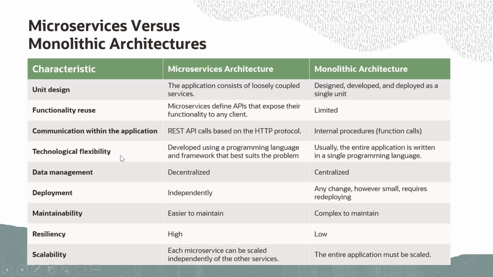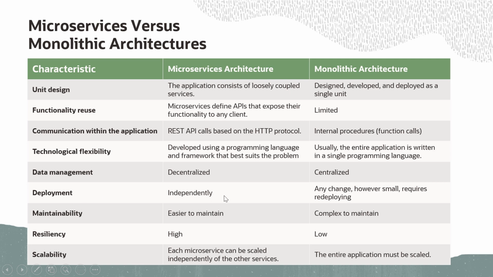Talking about technological flexibility, microservices architecture offers better flexibility as it supports multiple programming languages and frameworks that best suit the problem. Whereas in monolithic architecture, you have to write the entire application using a single programming language. Talking about data management, within microservices architecture, every microservice can manage its own data store, hence making it decentralized. Whereas in monolithic architecture, you must maintain a centralized database.